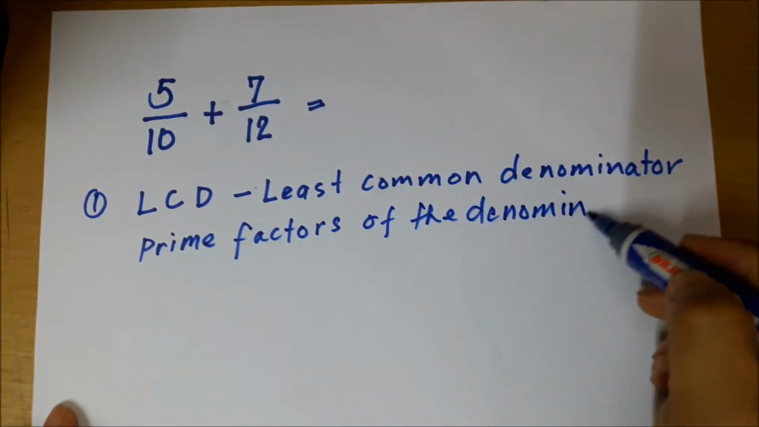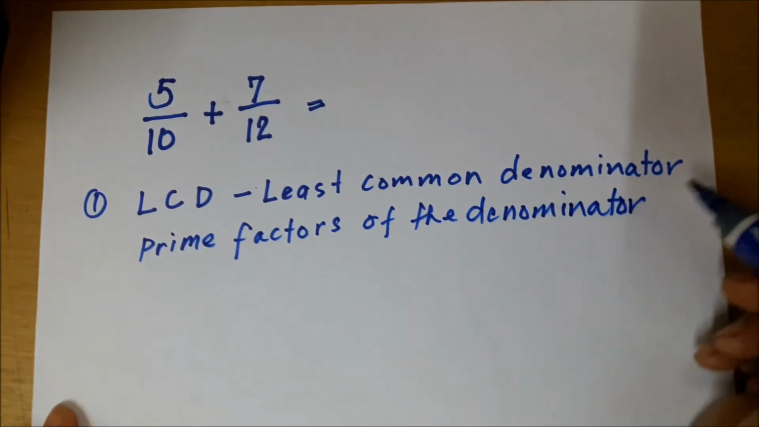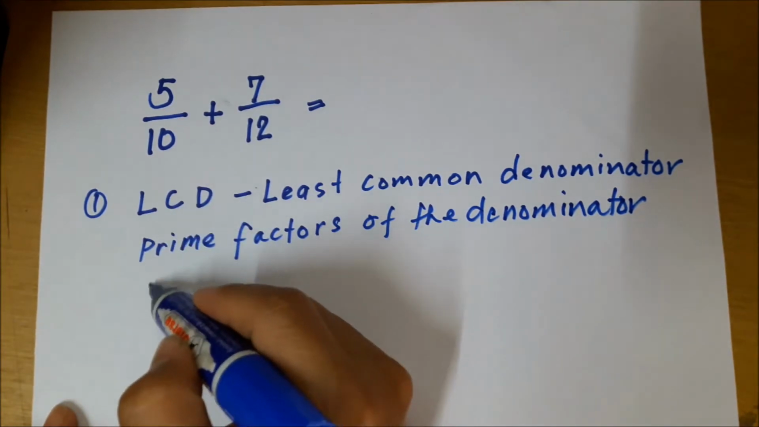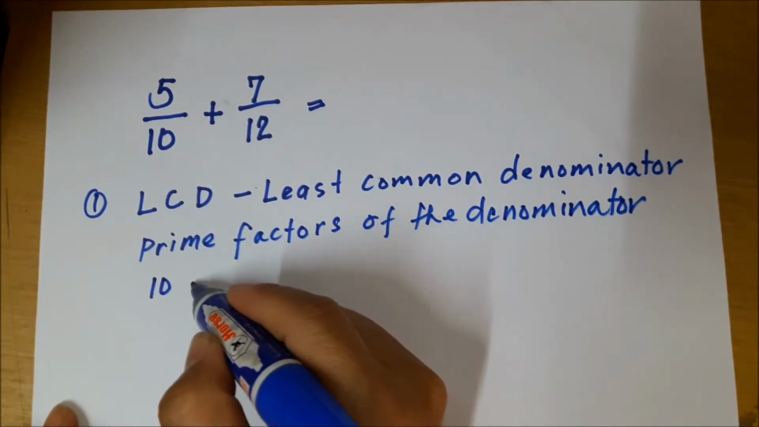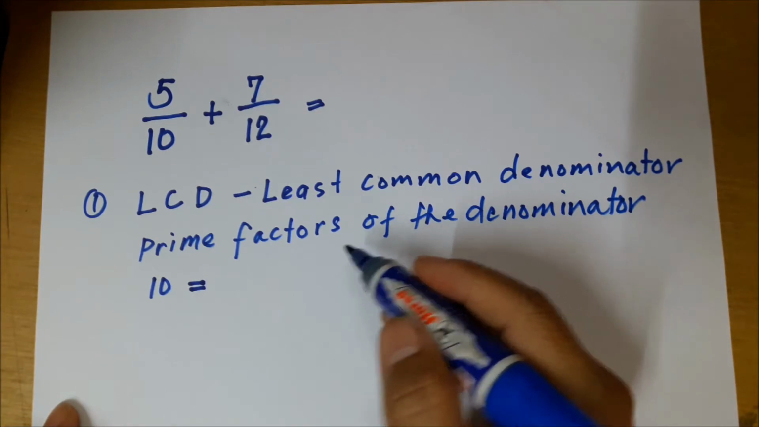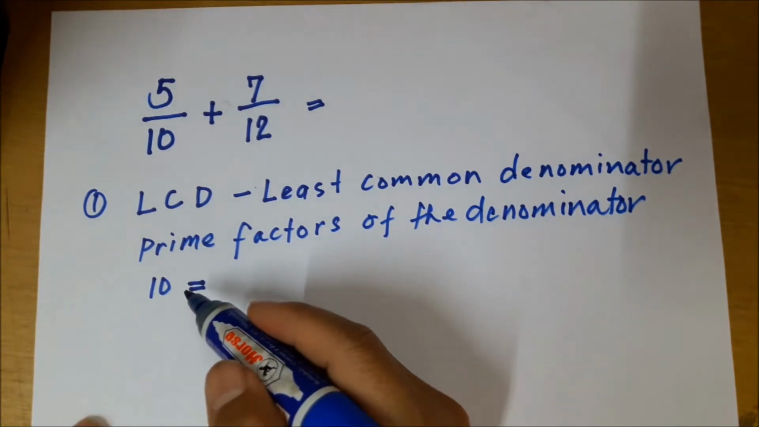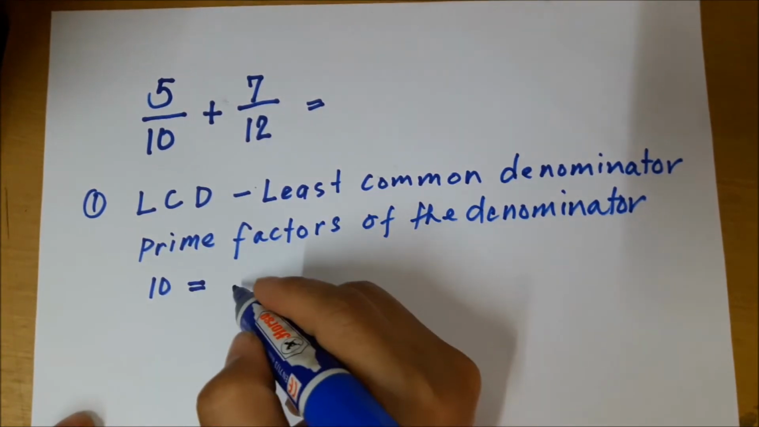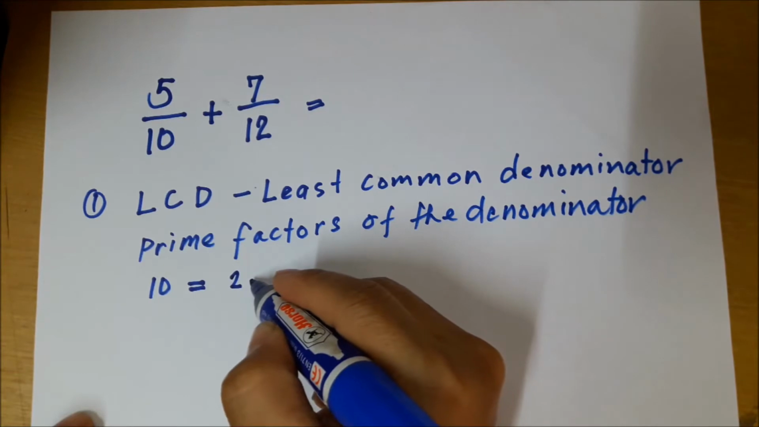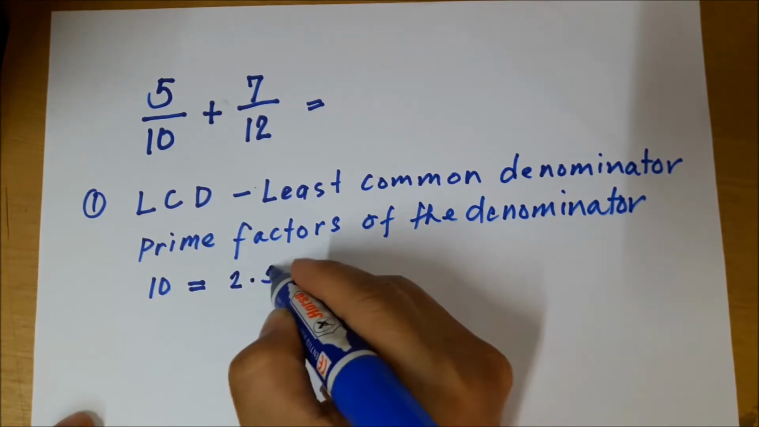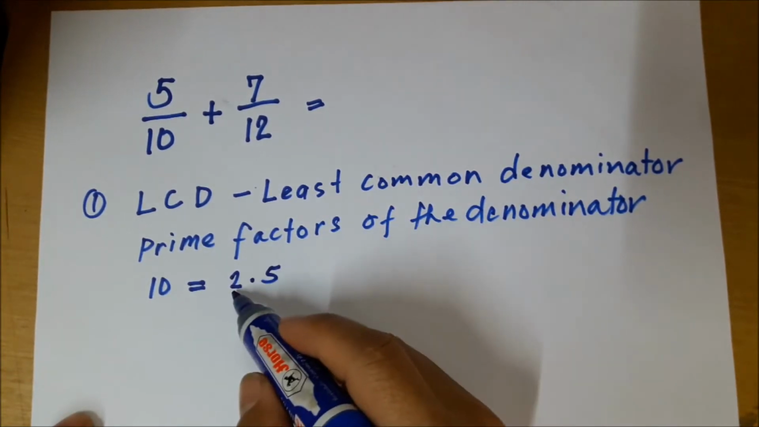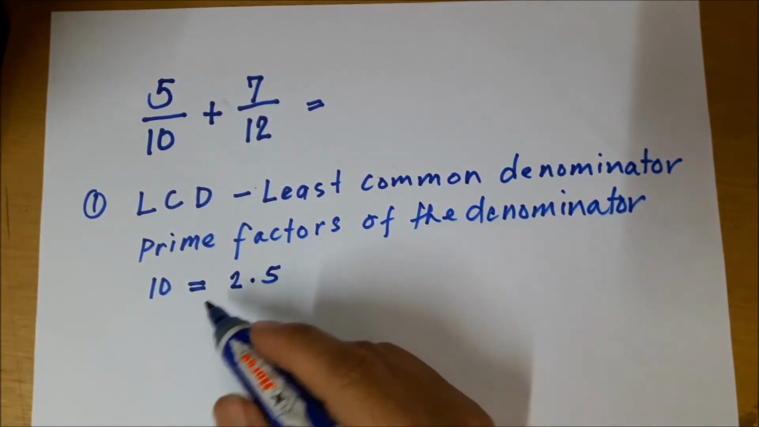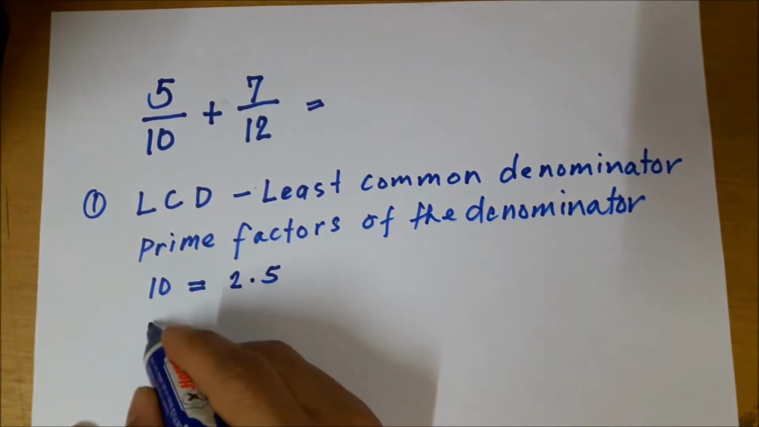To find the prime factors of the denominator, we just write 10 and think of prime numbers that can be multiplied to get the value 10. So we write down 2 times 5. 5 is a prime number, 2 is a prime number, so 2 times 5 are the prime factors of 10. What about 12?